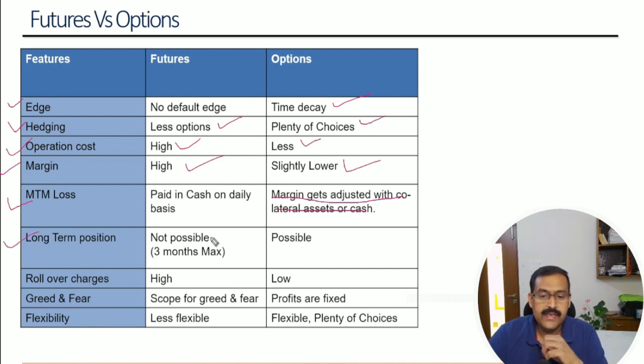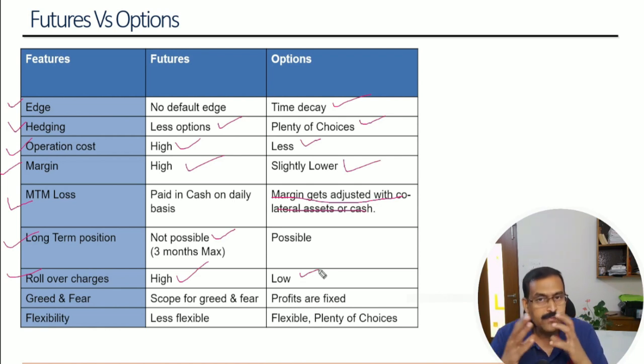And for long-term positions in case of futures, a maximum of 3 months is possible. As I told you, all futures are traded in monthly series only, and that too current month plus 2 months. But in case of options, we have long-term options that are possible, especially in case of Nifty and Bank Nifty, you can use them as well. The rollover charges, when you want to roll over, is nothing but closing the position of the current expiry and moving it to the next expiry. When you want to do that, the operational cost will be high in case of futures, as I explained, and the operational cost for options will be lower, of course.